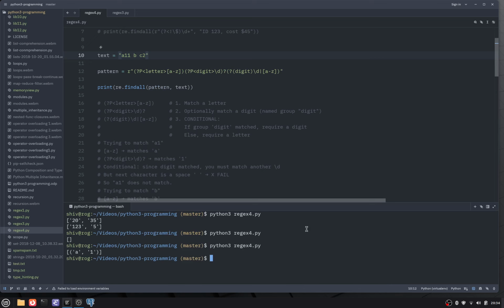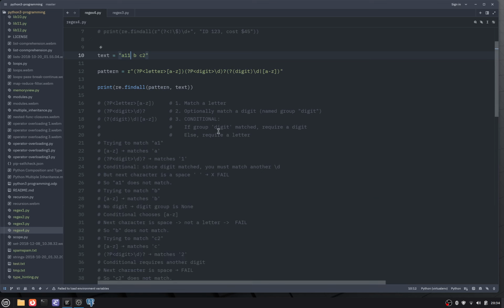Let's see. See, A1 matched. What we are printing is all the matches. So A1 matched. Now another possibility is that the digit has matched, so it should be followed by a digit. Okay, let's leave it. Now let's look at the other one.